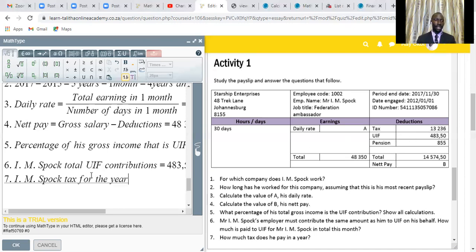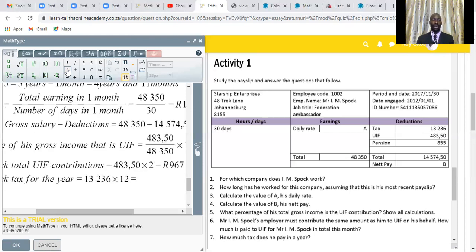This tax for the year is going to be the tax for 1 month times the total number of months in 1 year, which is 13,236. What we are going to do is multiply this with 12. If we do that, we will be calculating the tax that he will pay over a period of 12 months, which is 1 year.